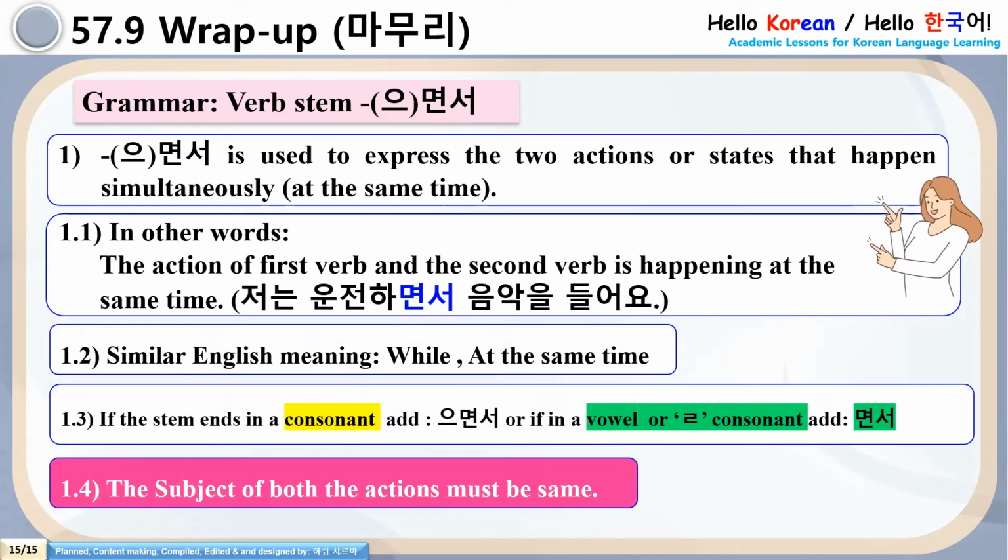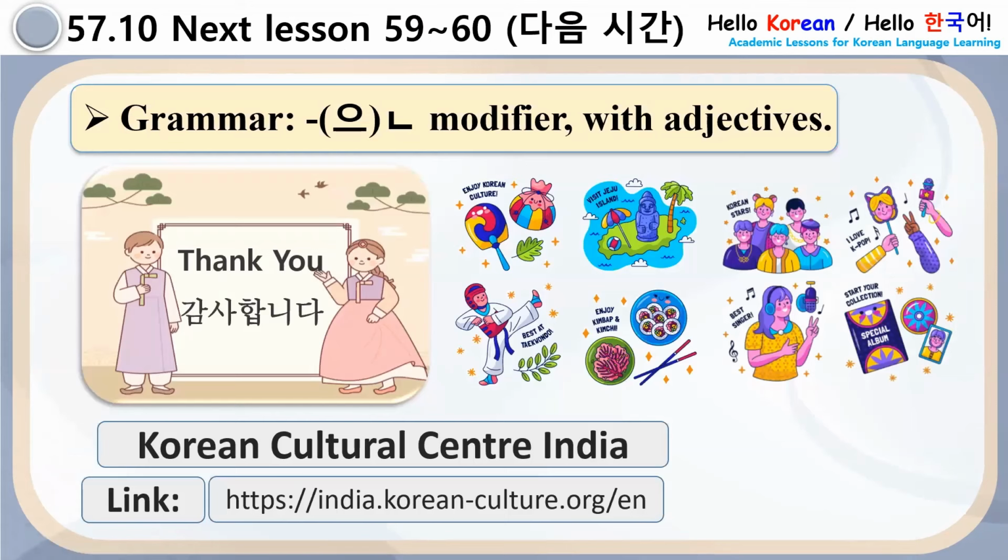So can you repeat with me once again? Say, 저는 운전하면서 음악을 들어요. 다시 한번 따라하세요, 여러분. One more time repetition. Say, 저는 운전하면서 음악을 들어요. 네, 잘했습니다. In the next lesson, we are going to start a grammar that is unmodified with adjectives.